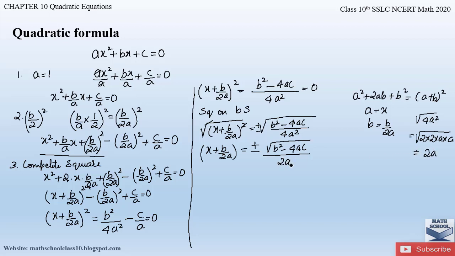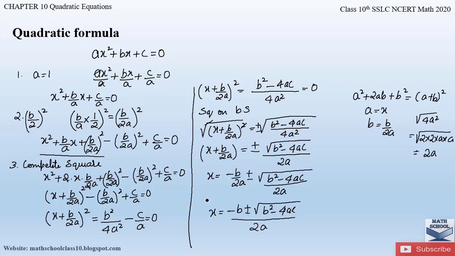Now let us send this plus b by 2a to the right hand side. So we will get x is equal to, this plus will become minus b by 2a plus or minus square root of b square minus 4ac divided by 2a, right? Here if you observe, these two terms have the same denominator, so we can write it as x is equal to minus b plus or minus square root of b square minus 4ac divided by 2a. So this is the quadratic formula which we have derived for a given quadratic equation to find the roots.